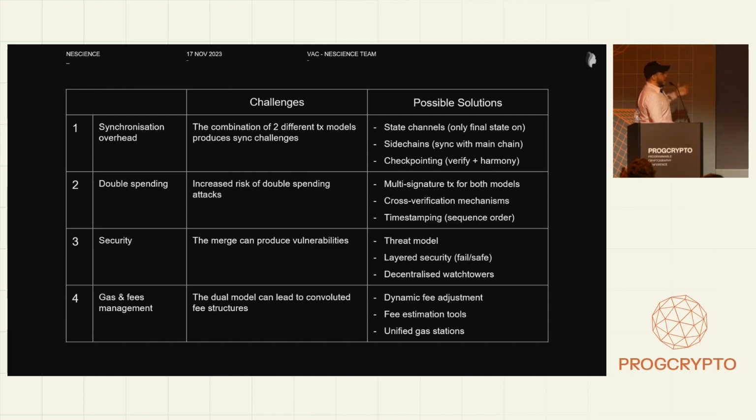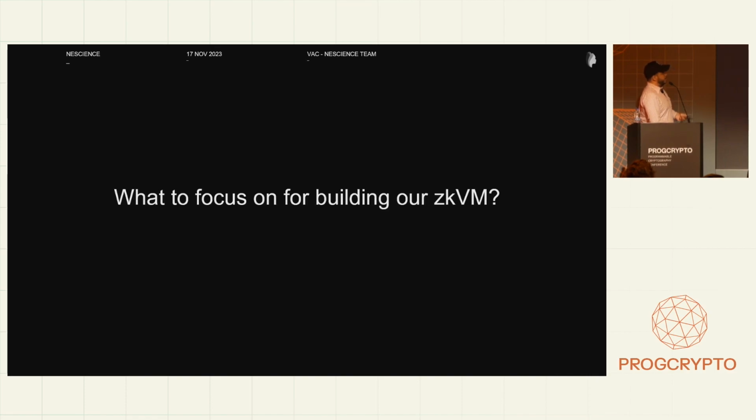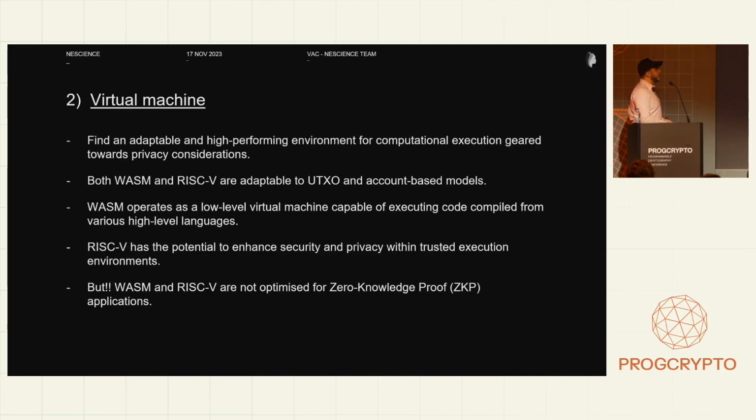And finally, of course, we need to manage the gas and fees. This dual model can lead to a high fee structure, which we are still looking at. A possible solution could be dynamic fee adjustments, some fee estimation tools, or unified gas stations where a user can allocate gas for both transactions at the same time in both models. So now that we have seen this, we would like to focus a little bit more on our zkVM.